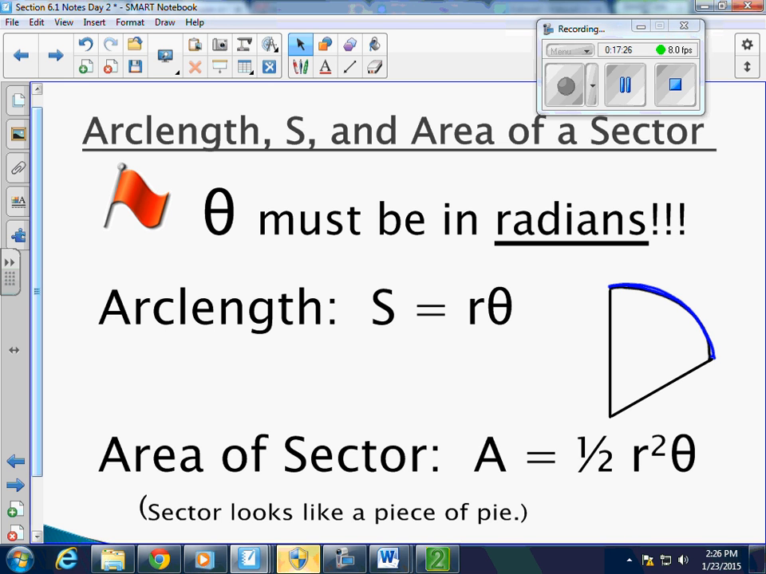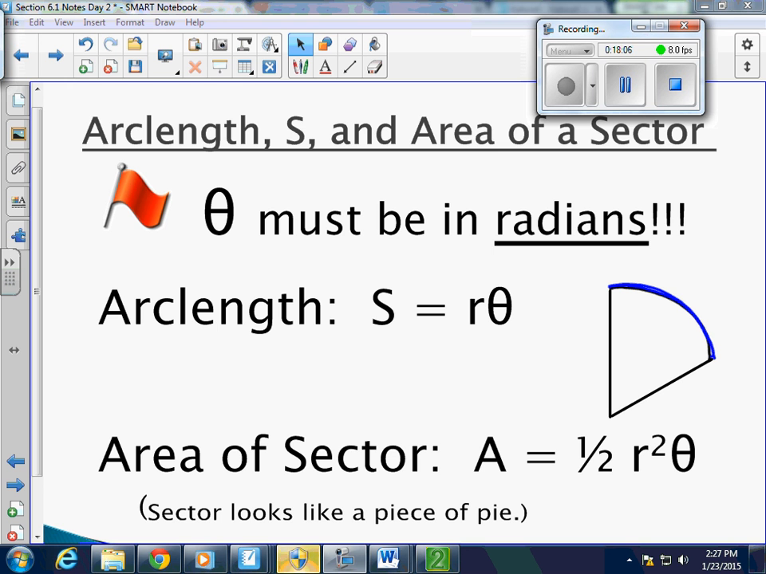Your arc length is going to be represented by the letter S. When you see S from here on out, you're going to understand that S is our arc length. S equals R times theta, R being our radius, and theta has to be in radians. For both of these formulas, if your angle is not in radians, you cannot use this formula. This formula only works if your angle measure is in radians. So we're going to get good at using our formulas.